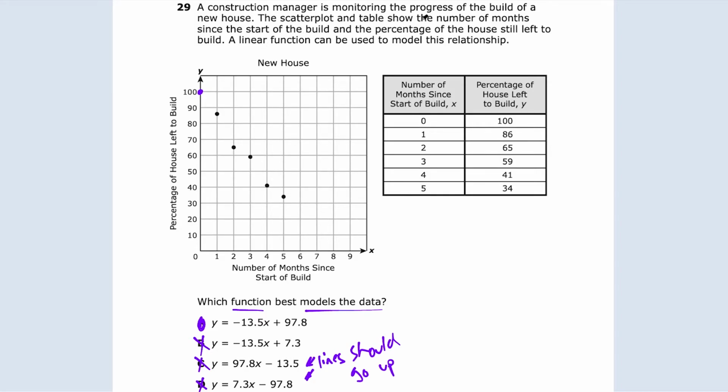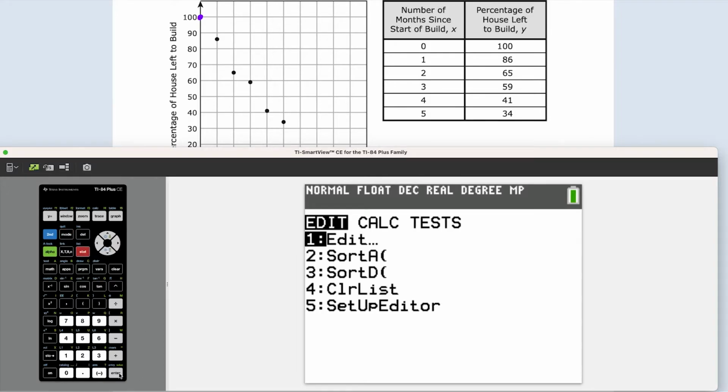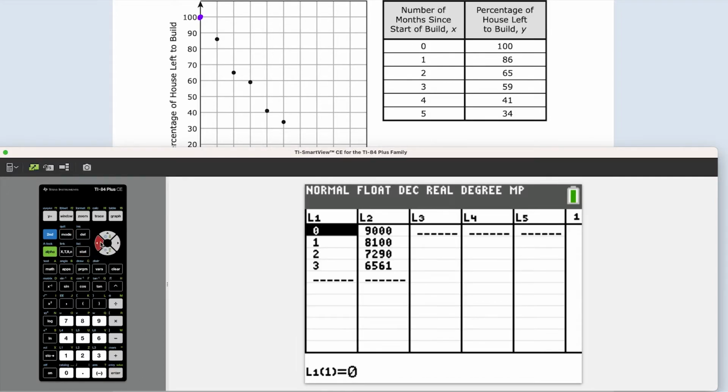A construction manager is monitoring the progress of the build of a house. The scatter plot and table show the number of months since the start of the build and the percentage of the house still left to build. A linear function can be used. Okay, so we really just have to come up with an equation of a line that captures all this data. So now, once again, the method I used before is pretty reliable, but just to be safe, I'm going to enter the data from the table.